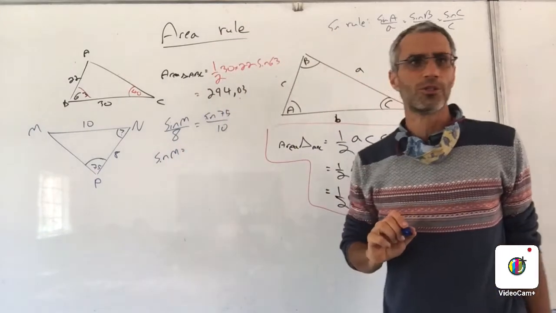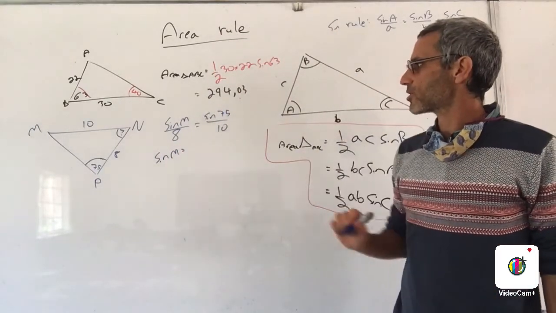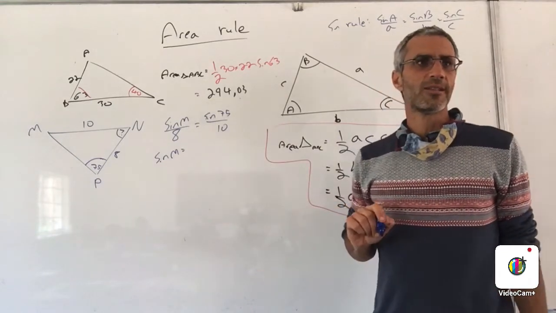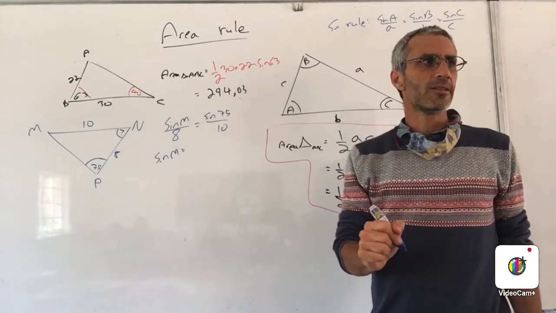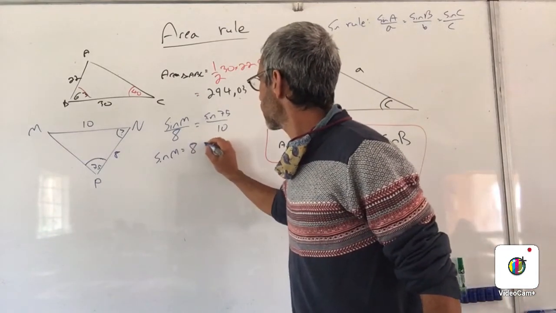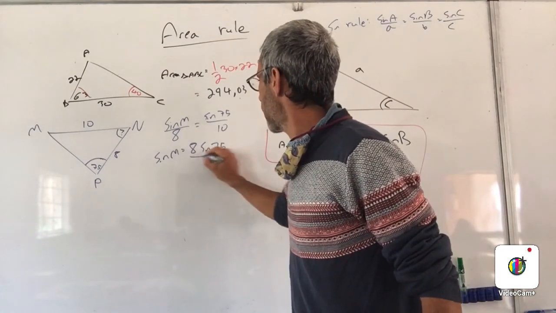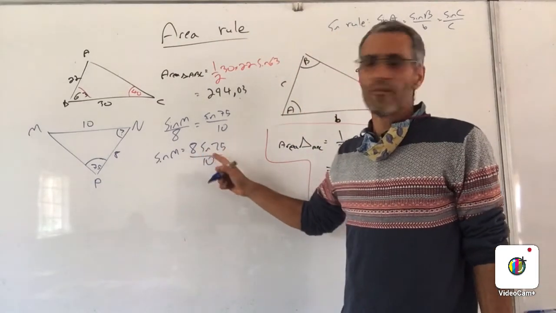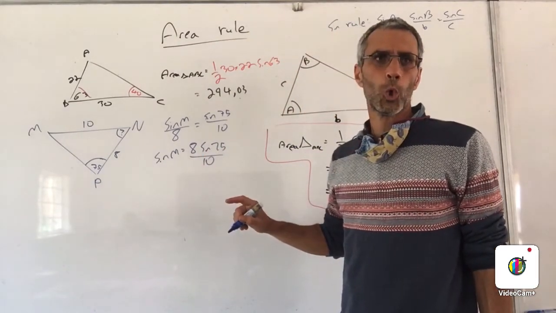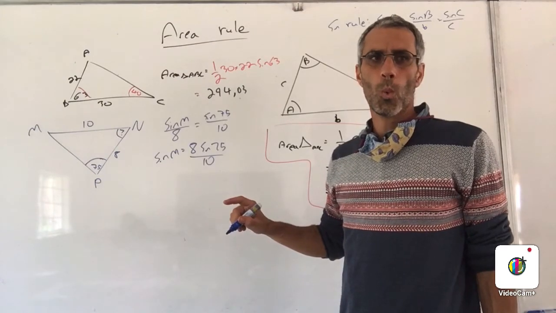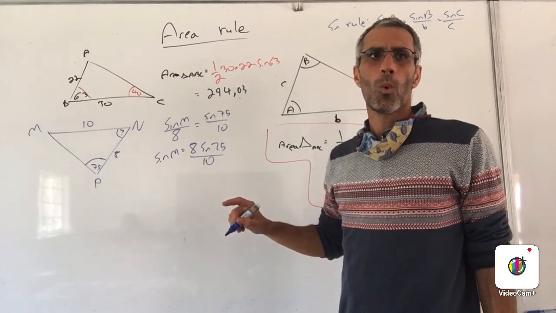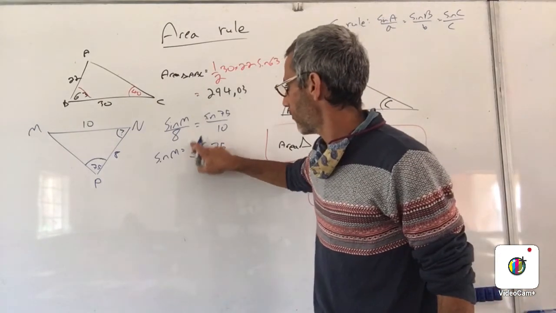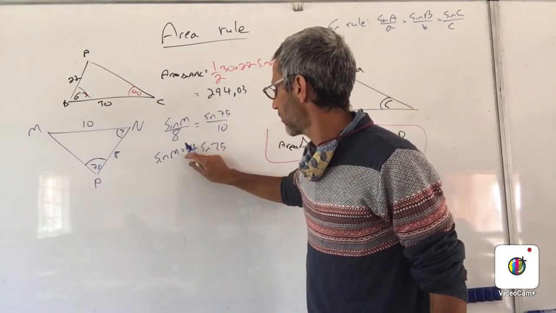That's what we worked on last week. How do I rearrange that equation? How do I get rid of this 8? Times by 8. So 8 sine 75 divided by 10. Do you mind if I just simplify? What is 8 over 10? Divide both by 2. 4 over 5. Okay, 4 over 5.